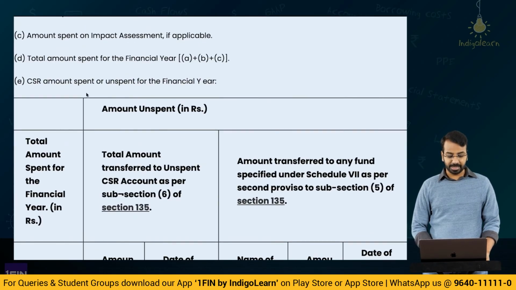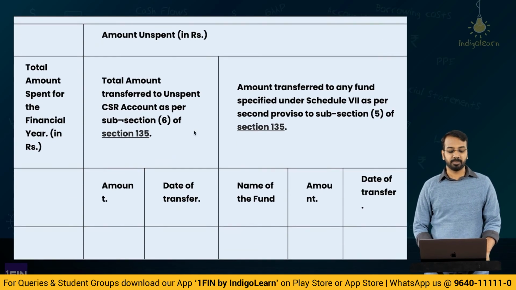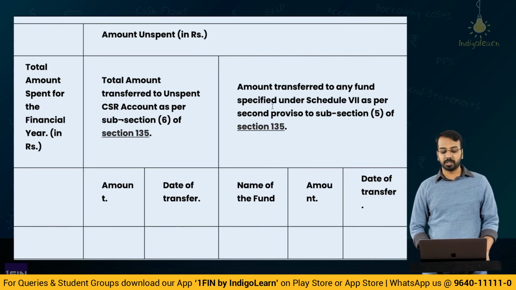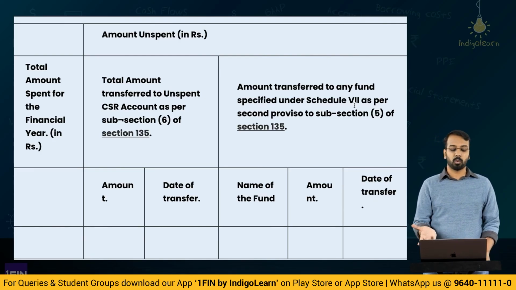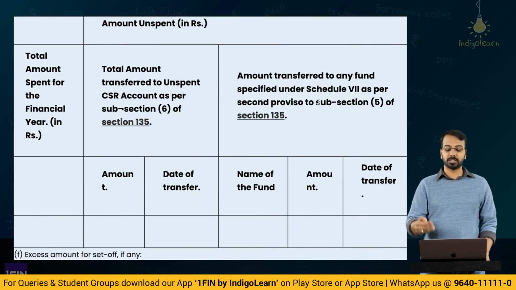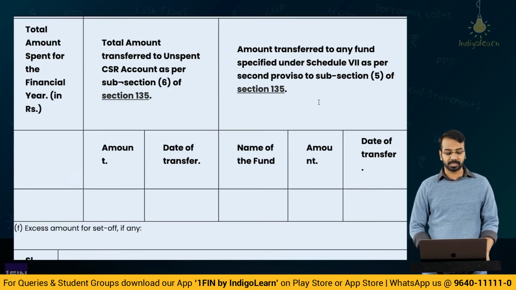Then CSR amount spent or unspent for the financial year: basically total amount spent, total amount unspent. Out of that, how much has been transferred to the unspent CSR account, then the amount transferred to any fund specified in schedule 7. So what is the unspent portion for ongoing projects, how much is that, what is the amount transferred to that specified account, and the amount transferred to any fund specified under schedule 7.